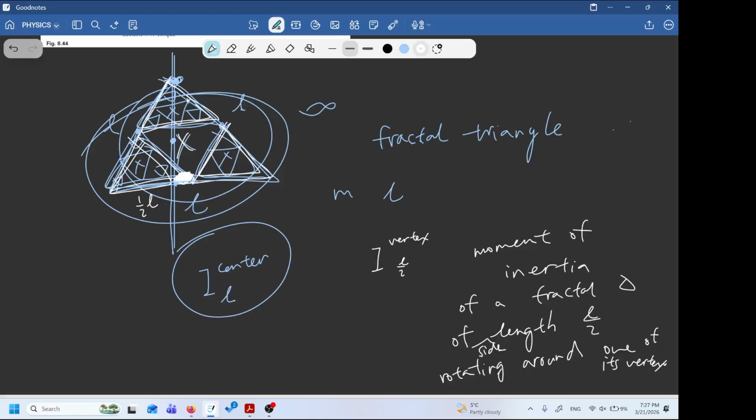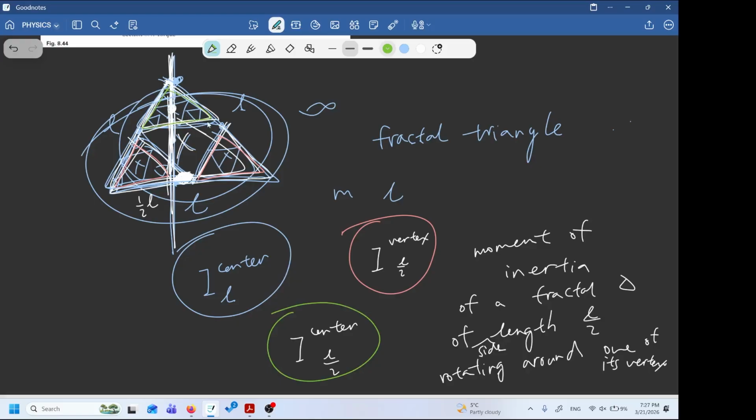And then what about this triangle? This triangle is a bit different because look at this line here. It's rotating around an axis that's going through its vertex to the middle point of the opposite side. And it's basically similar to the large triangle, so we also call it I center, except that it is L over 2 now. So just to make this clear, this corresponds to this and that. And then this quantity corresponds to this triangle here.